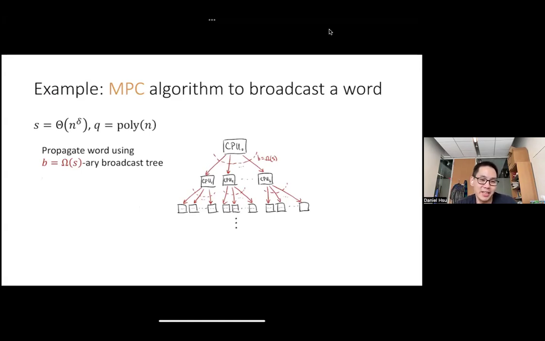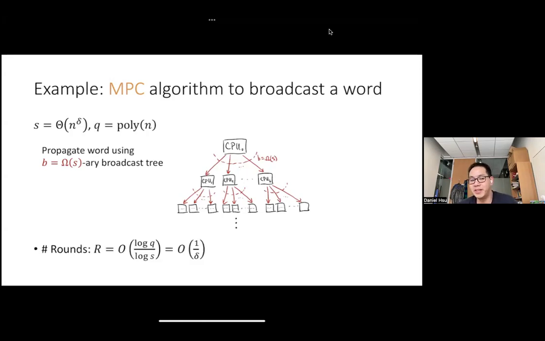The memory size is n to the delta for some very small delta, and there are lots and lots of machines. Sending a single word to all the machines in one round might be too much. But a very natural thing from the theory of distributed computing is to set up broadcast trees with some kind of largish fan out. Here we just make an order S-ary broadcast tree, and this turns out to solve the broadcast problem in a constant number of rounds.